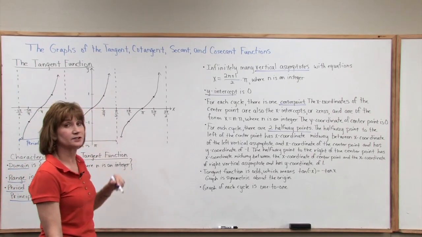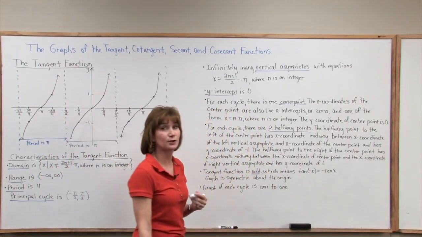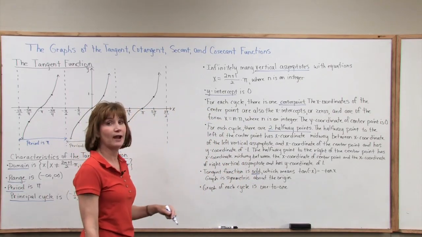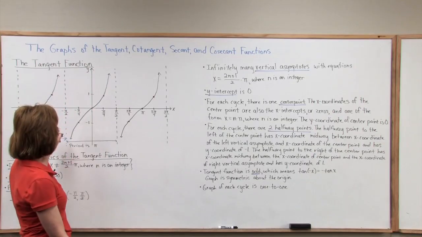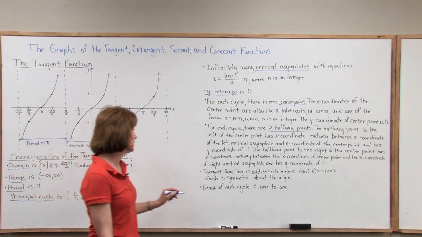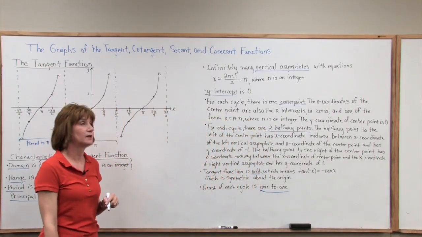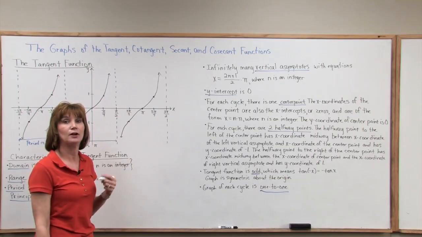Next, we see that the tangent function is odd. That means the graph is symmetric about the origin. And lastly, the graph of each cycle we can see is 1 to 1. Remember your horizontal line test. If I look at one cycle, it passes the horizontal line test. So each cycle is 1 to 1. You need to be very familiar with these characteristics and be able to graph one period for the tangent function.